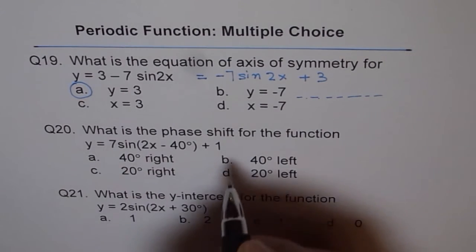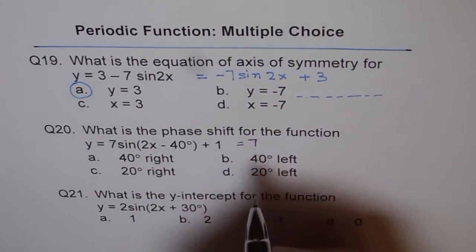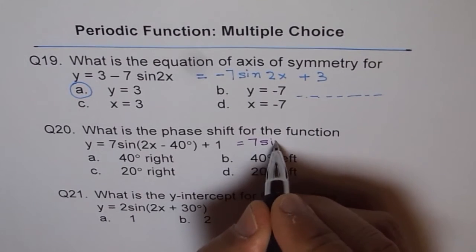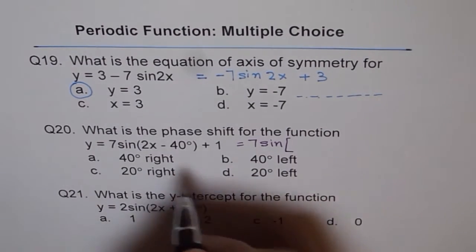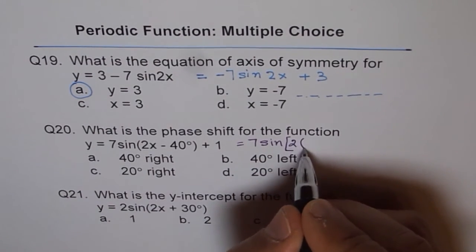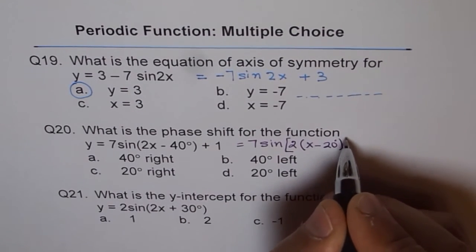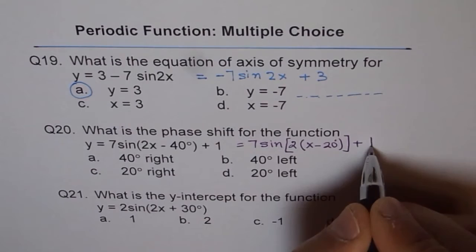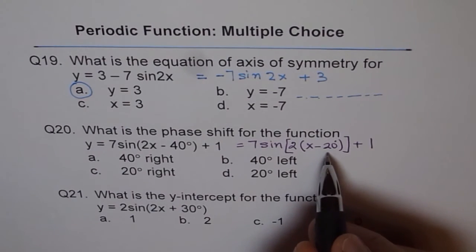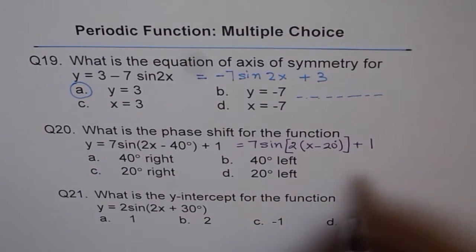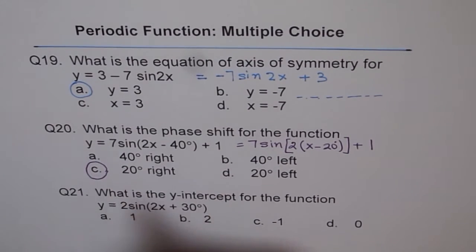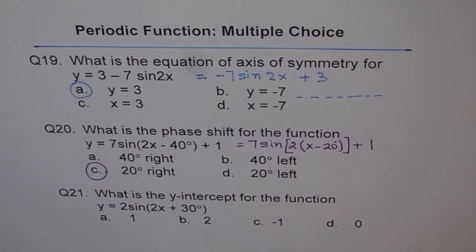So rewrite this equation as 7 sine, use square brackets, factor out 2, and then write x minus. You get 20 degrees, correct? Plus 1. So the phase shift is 20 degrees to the right, not 40. So that is the reason of having this question number 20 here, okay?